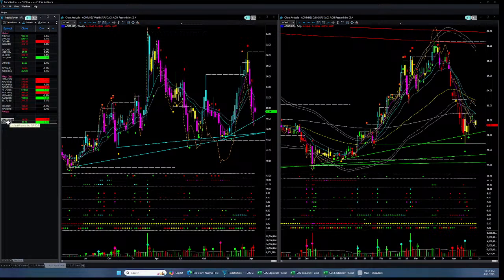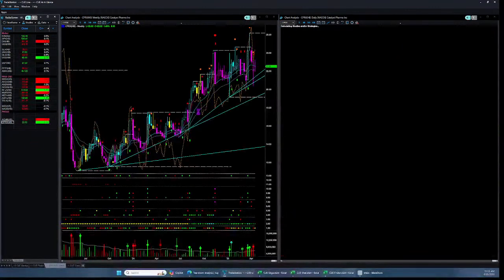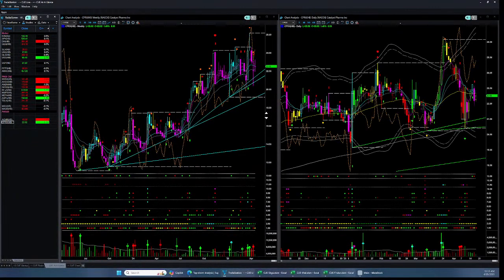In any case, ACMR slightly outperformed the market SPY because it went up slightly, but it is not a trade that I took, and neither did I take CPRX.